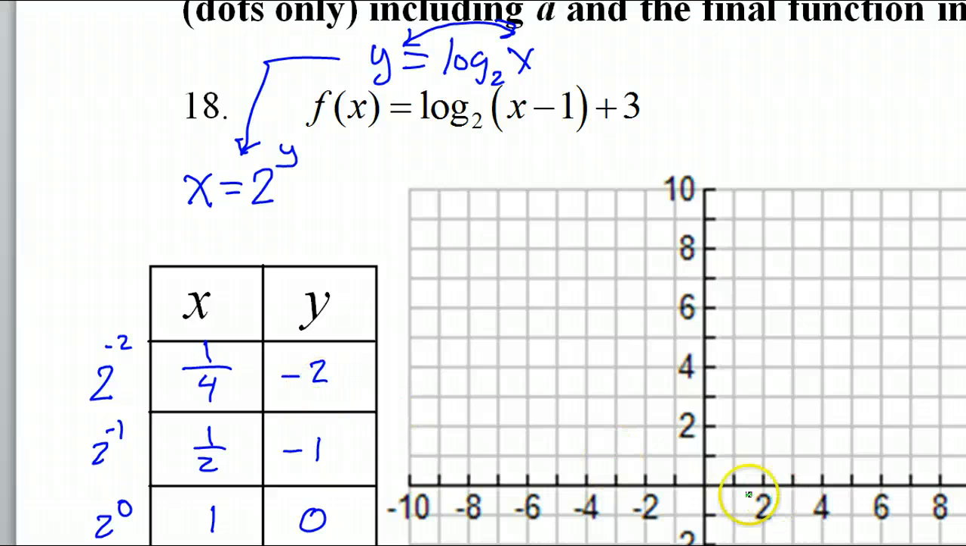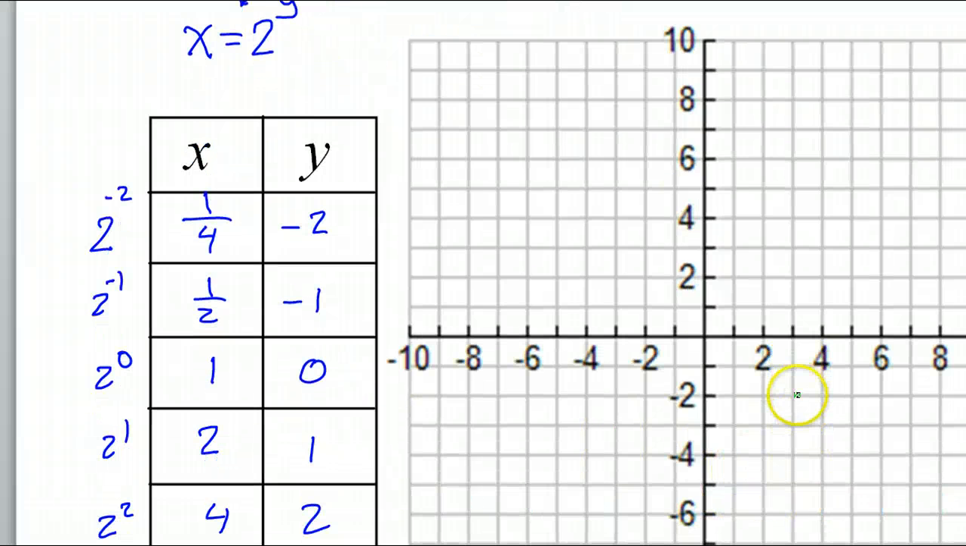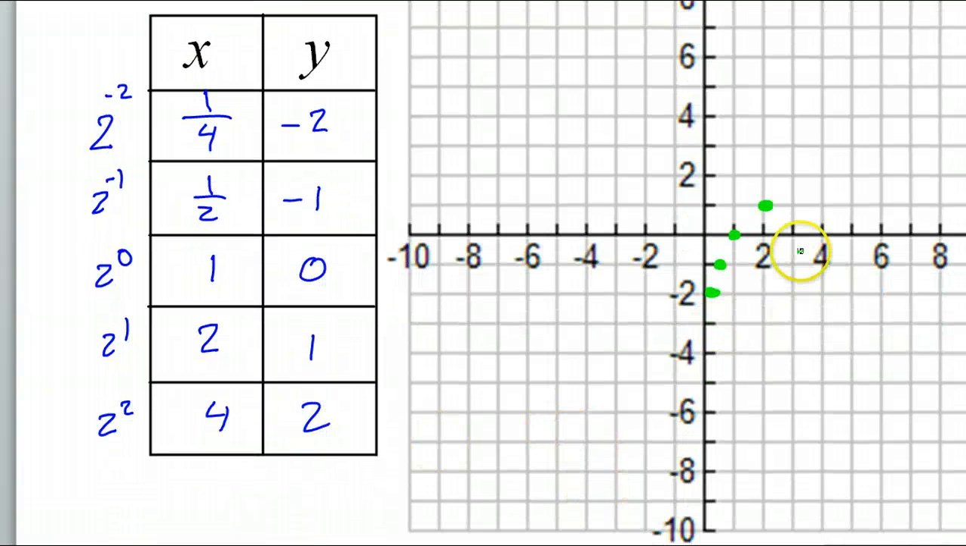1/4 comma -2. So that's over a bit and down 2, like right there. 1/2 comma -1. So that's over into the middle and -1. 1 comma 0, over 1 up nothing. 2, 1 would be right there. And 4, 2. Alright, these 5 dots are showing me the curvature of this problem.